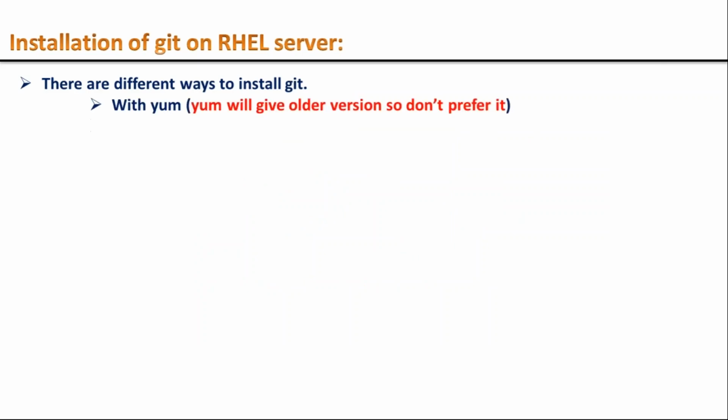Anyway, in order to install Git, you have different procedures, right? One is with the default yum, but that will give an older version, so don't prefer it. The second one is using a tarball or source code. That means you have to download the tarball, then extract it and run the configure, make, install commands. That is actually the best way for Git.